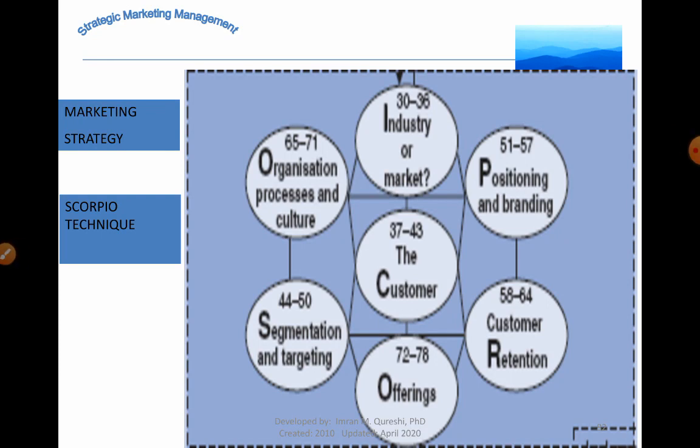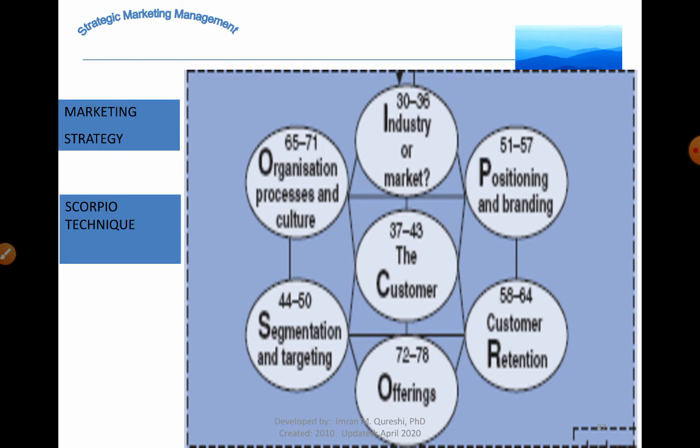Okay, so continuing on our topic of marketing strategy, next and the last thing in terms of marketing strategy that we'll be covering here is the Scorpio technique. Scorpio is basically an acronym for the things that are listed here in this slide, and it is a technique which combines the very core elements of marketing, and based on those core elements of marketing, you can very quickly come up with a marketing strategy.